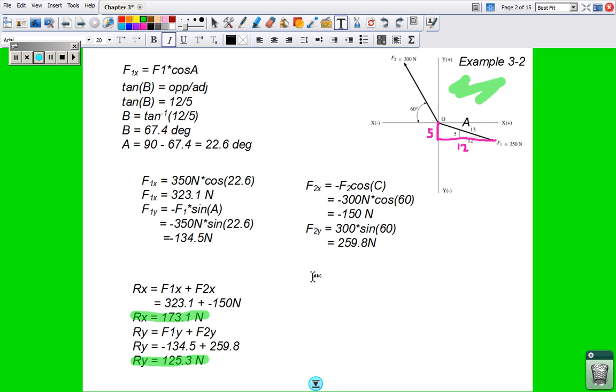Okay, so let's find the magnitude of R. R squared is still just Pythagorean, so it's Rx squared plus Ry squared, so it's going to be equal to 173.1 squared plus 125.3 squared. So let's see what we get.